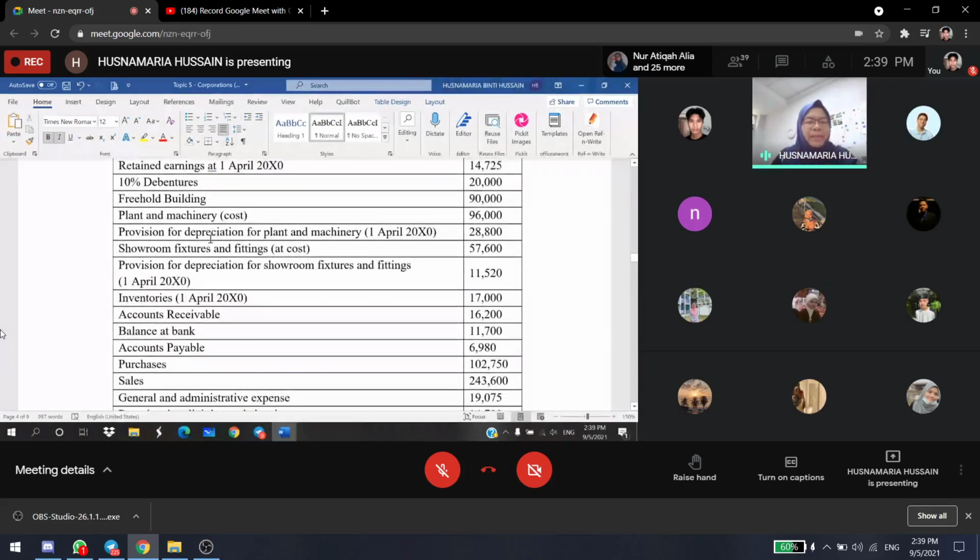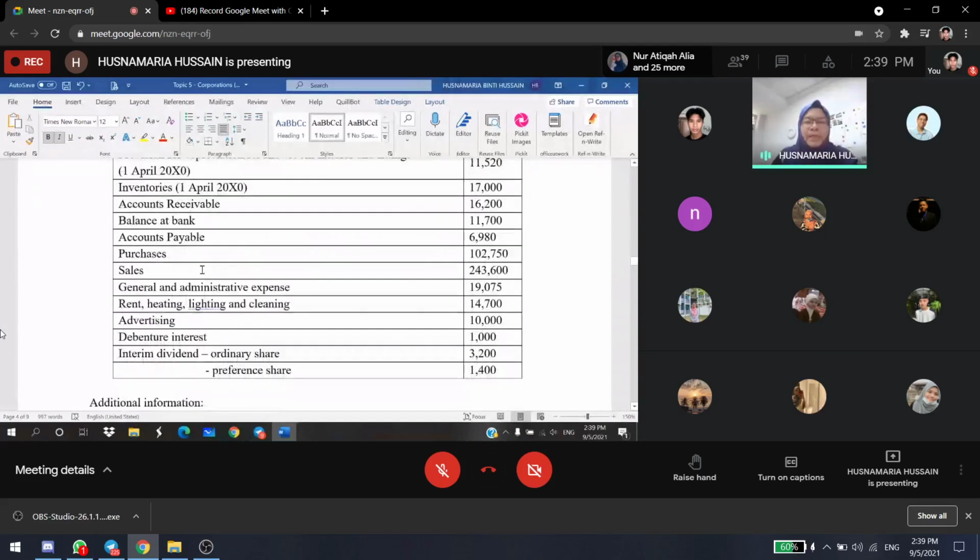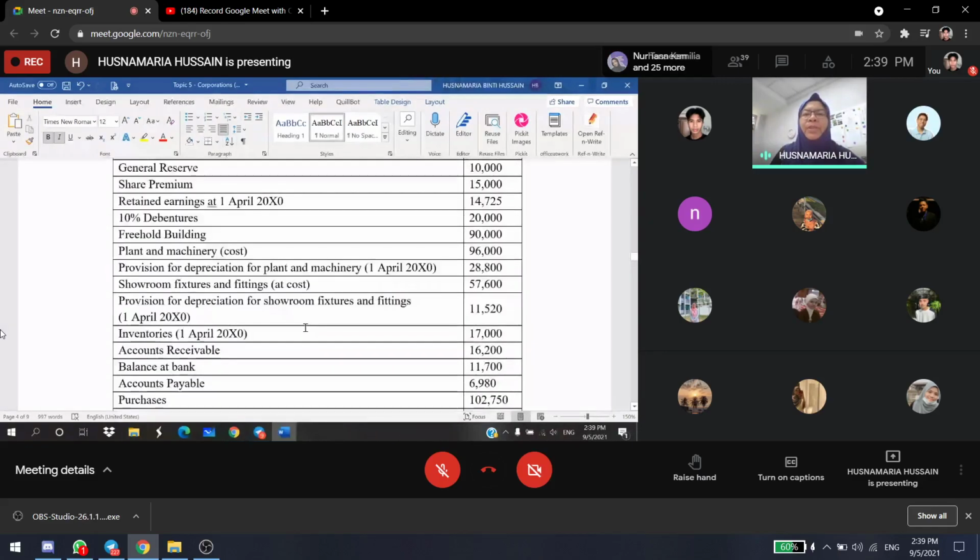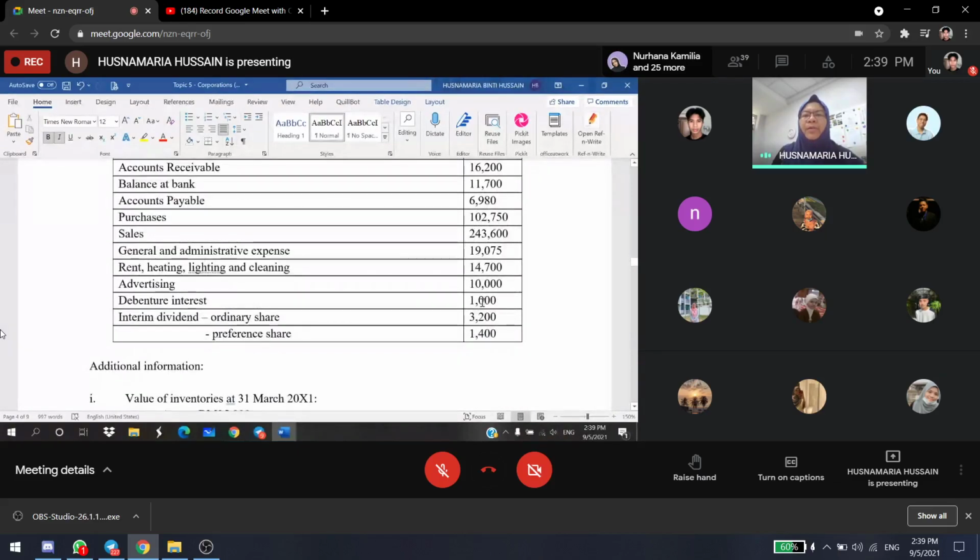Then you akan check semua ni ada tak debenture interest. Ada, meaning you have paid. How much that you have paid? 1,000. Whatever in the list, meaning you have paid or you have received. So here ada debenture interest 1,000, meaning you have paid this 1,000. But remember, you are supposed to pay 10%, which is 2,000. But you paid only 1,000.